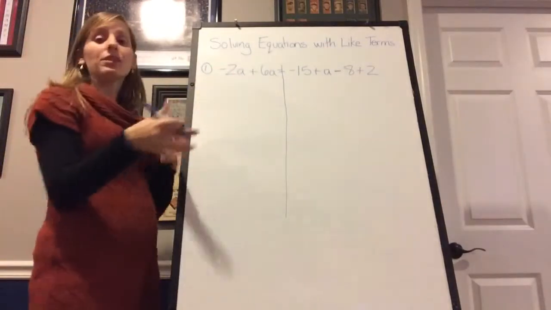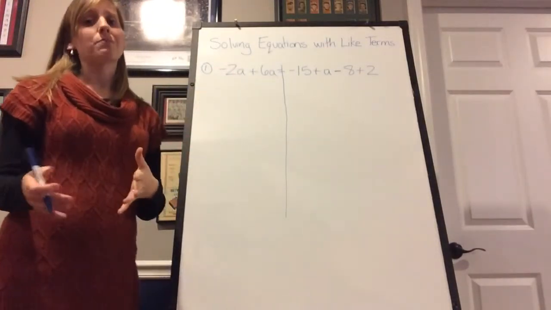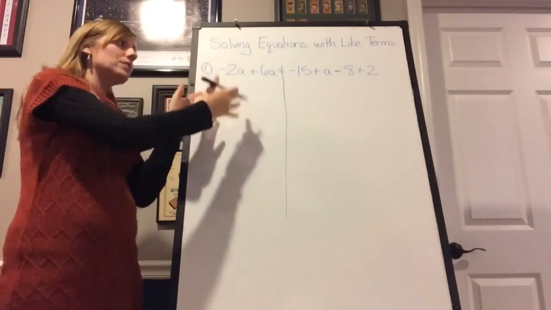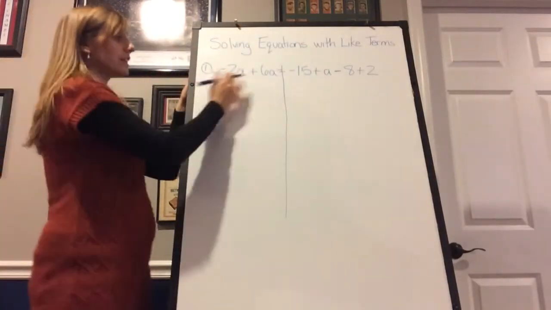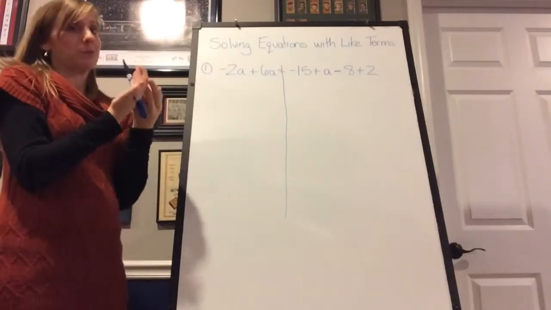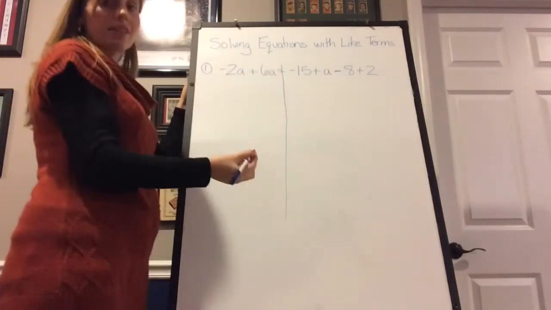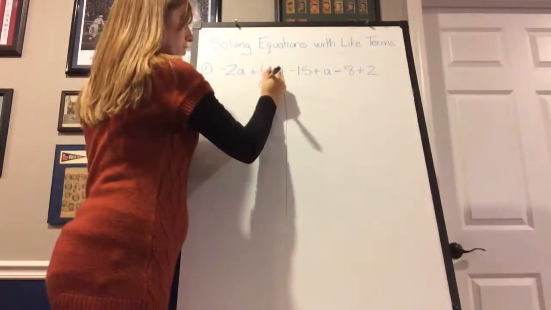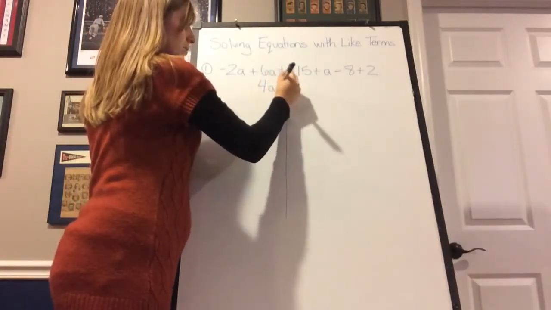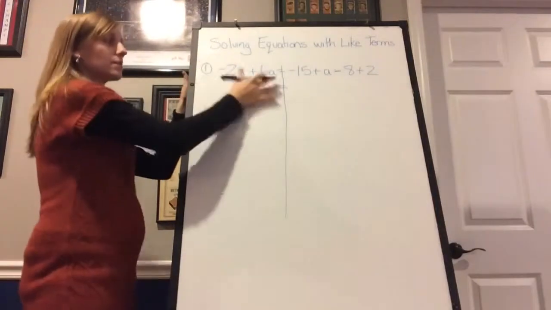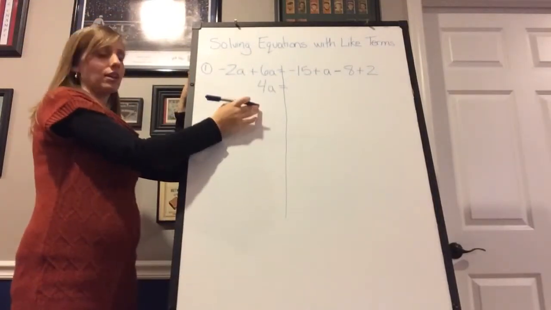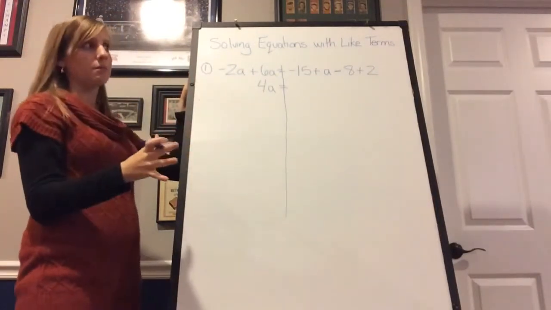So we don't have to do the opposite. The only time you have to do the opposite is if you're moving from one side to the other. But these are already on the same side, so we're just going to put them together. Negative 2 and positive 6 is positive 4a. So we get 4a equals. And that's simplifying the left-hand side. So that left-hand side is as simple as I can make it.